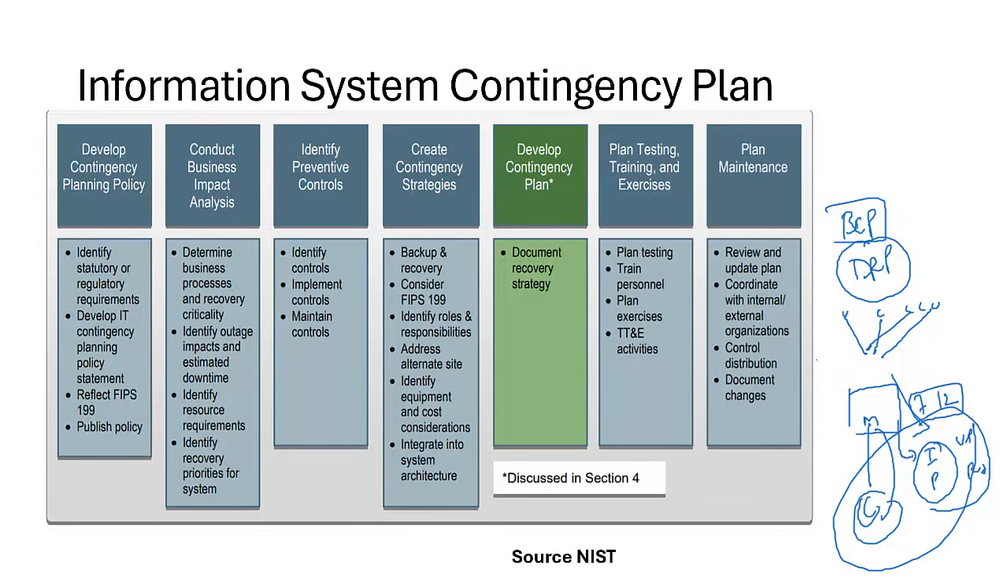There's a dedicated video I made on BCP. Do check that. So when you're creating a BCP program, the first step is to create a policy. We already discussed that. The second step is called BIA. Definitely in the case of a disaster, it is not possible for me to protect everything. So I have to identify what is critical and what is not.